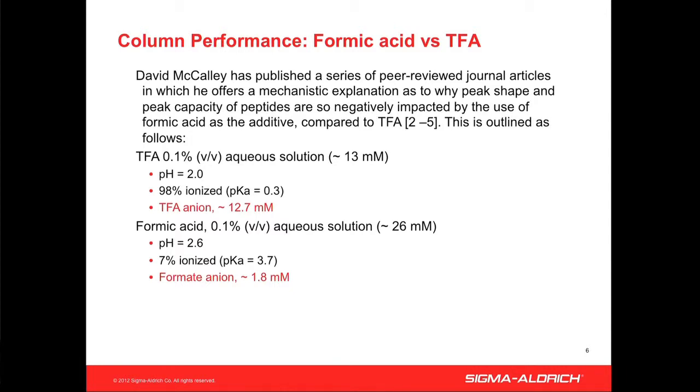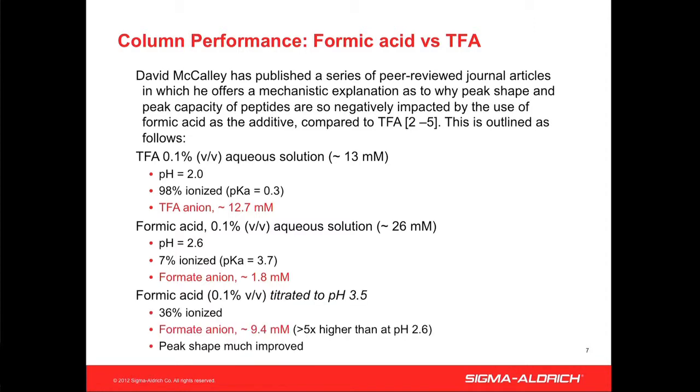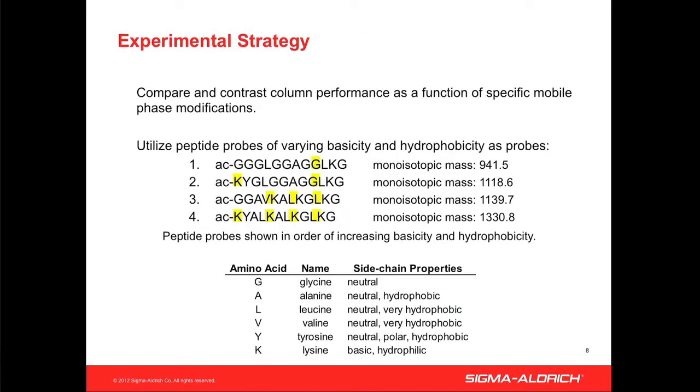So there's quite a bit of difference in the amount of anion that can potentially ion pair with these basic moieties. However, if you titrate formic acid to pH 3.5, you're now 36% ionized. The formate anion is close to 10 millimolar, and what you see is much improved peak shape. This is what David McCalley noted with small molecules, and we are basically taking his suggestions and seeing how they would apply to peptides.